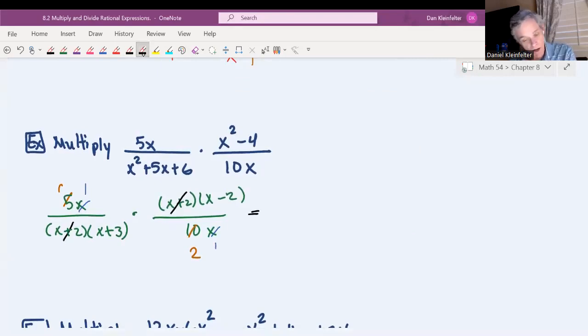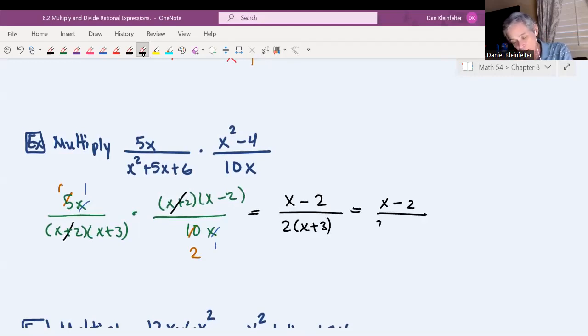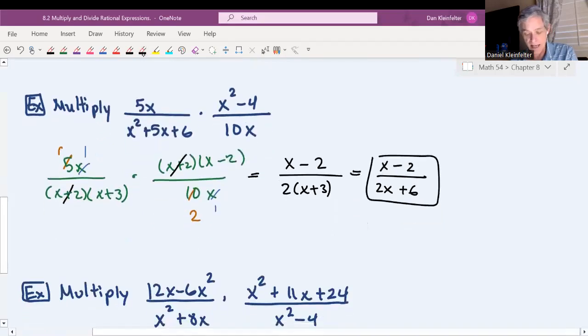Okay, multiplying across what's left, that's 1 times x minus 2. And then down below, it looks like 2 times x plus 3. And then there's no reason not to just go ahead and multiply that out, getting 2x plus 6 in the denominator. All right, that's how that looks.